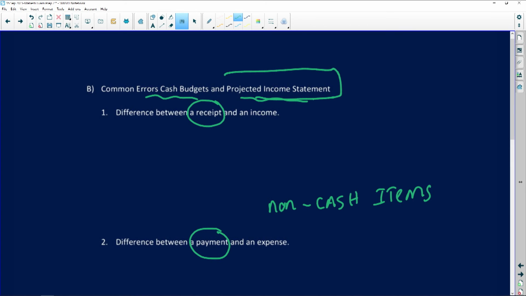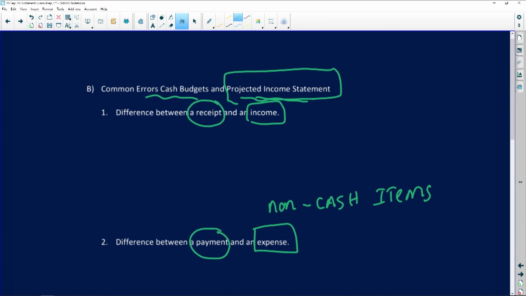Similarly, if you are looking at the projected income statement, remember the focus here is on expected future profits. So this is where we're looking at income and expenses, and obviously here we are looking at non-cash expenses in this particular case. So this is where you will include items such as depreciation and your bad debts and so on.